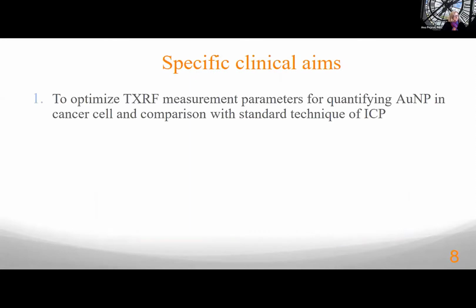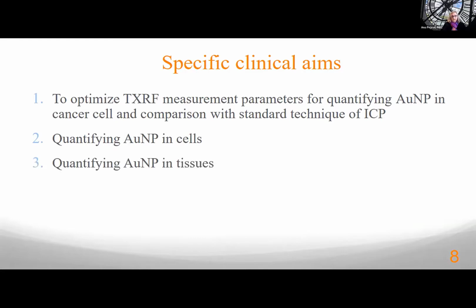So here are the specific aims that we tried to focus on in developing gold nanoparticle quantification for use in nanomedicine. These are to basically develop the method and measurement parameters for measuring gold nanoparticles in cancer cells, and to compare the quantification to what the community calls the standard technique of ICP. The second one was to start applying the developed method to different research questions at the cellular level. And Natasha will present her project at the moment, but there is much more that we are working on.